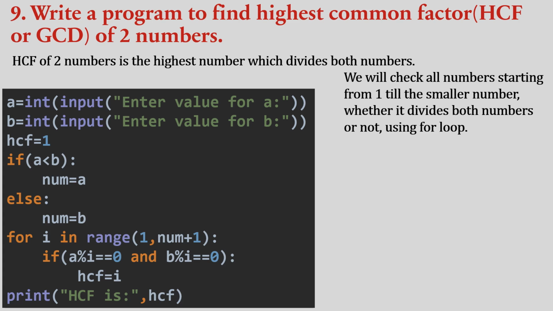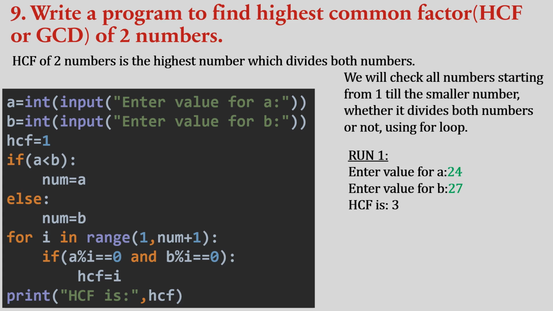And if there are more factors which are divisible by both A and B, then the final value of your HCF is the largest value. The last value will be the largest or the highest value. So it will print HCF is that number.